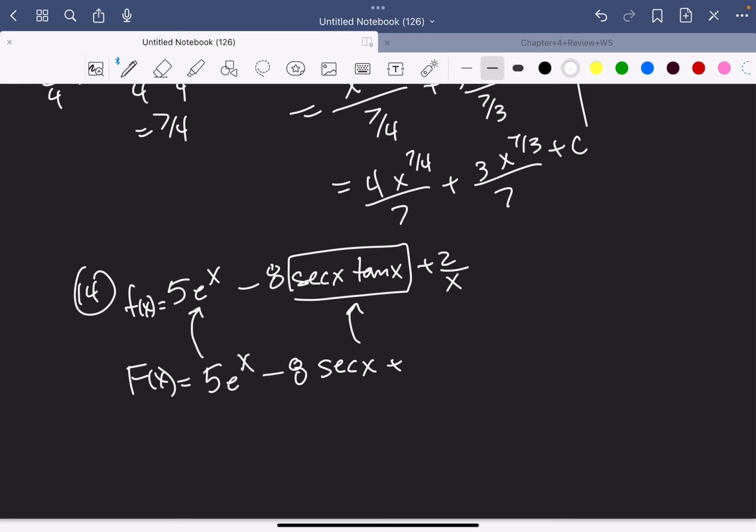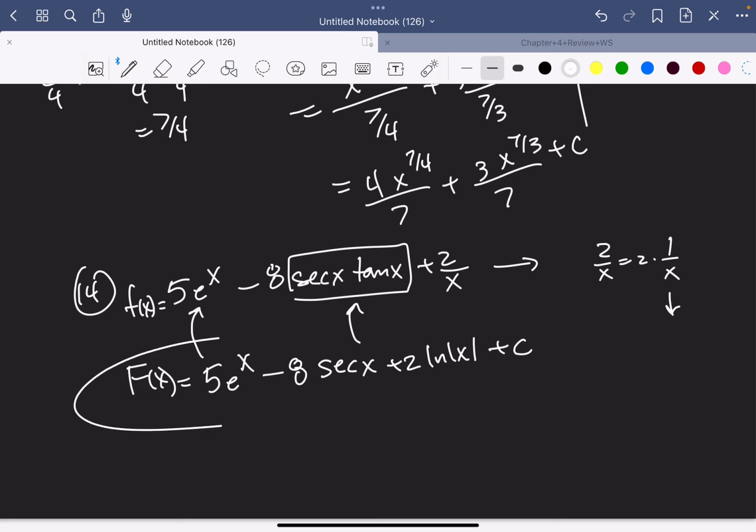And then I pull out the 2. You're going to think of 2 over x as 2 times 1 over x. So the antiderivative of 1 over x is ln absolute x. And don't forget your plus c. You know that you can always check your answer to these type of questions by taking the derivative.